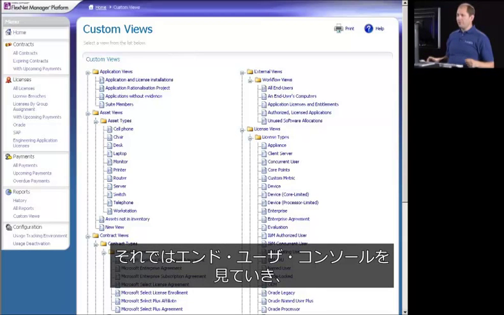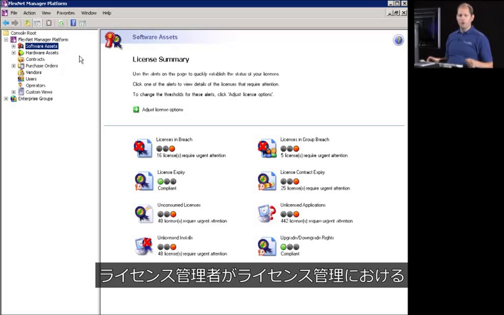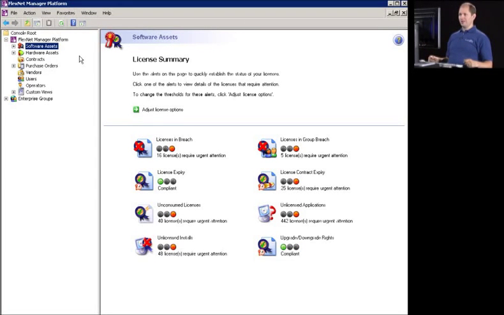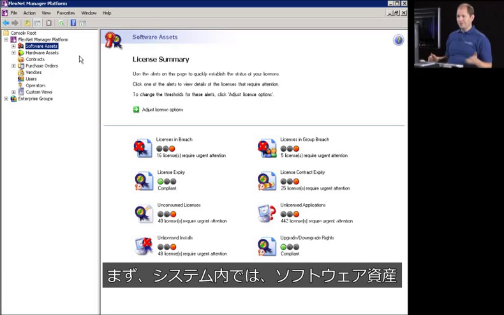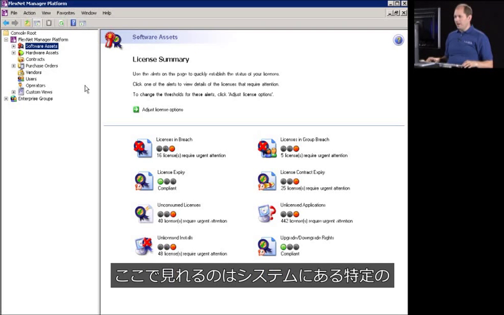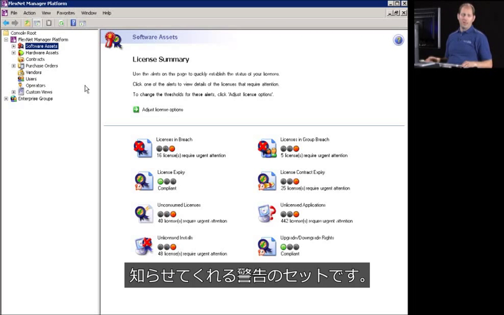So now let's go over to the end user console and see how a license administrator would work on a daily basis on any of their problems in license management. So first of all, within the system, we're looking at the software assets section. And what we can see here is a set of alerts that will let us know if there's any problems with any of the particular licenses that we have in the system.